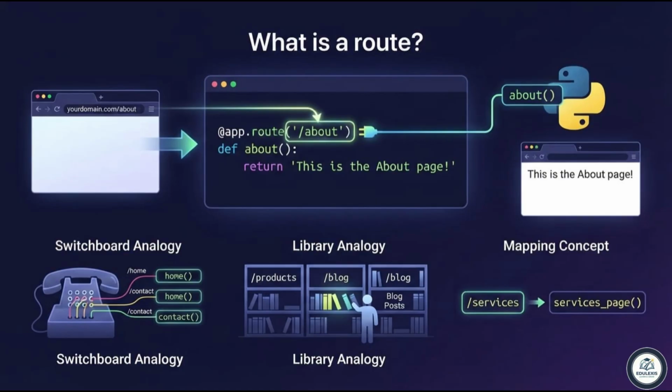This mapping is fundamental to web development. It allows us to structure our website logically, like organizing books in a library, so that each URL has a clear, predictable purpose. Let's see how this works in a code editor.